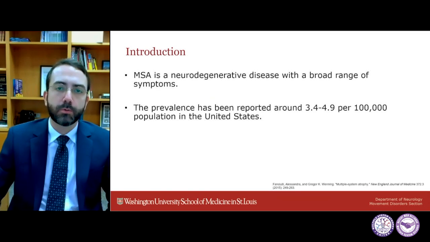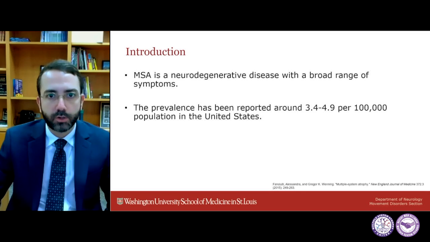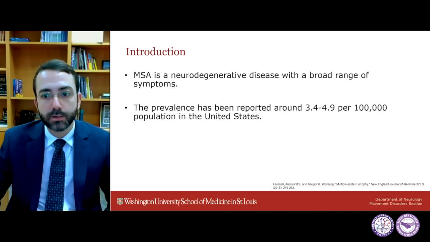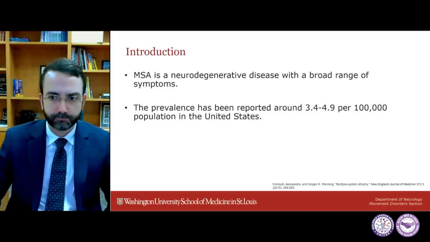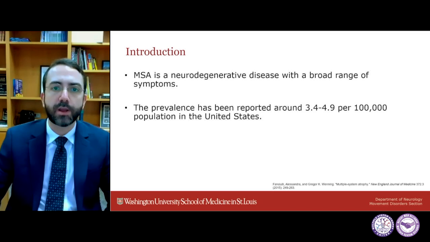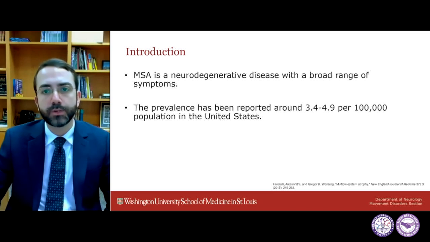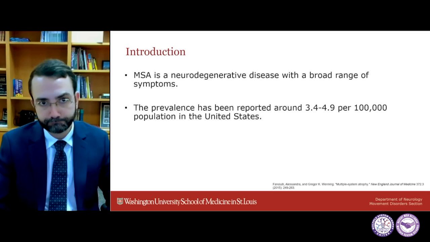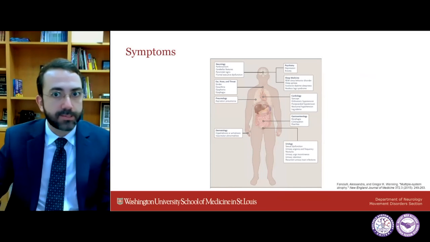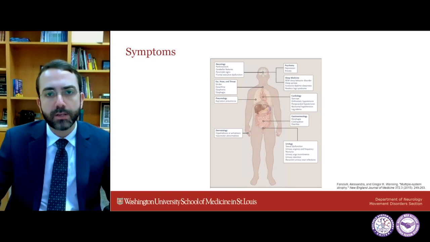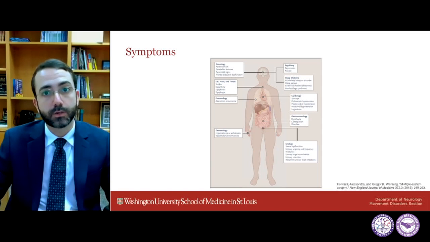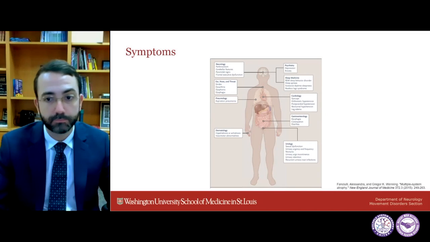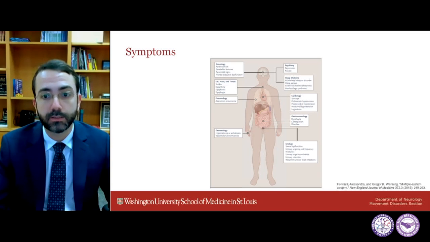Just a brief overview, although I think the audience here knows quite a lot about multiple system atrophy. We all know it's a neurodegenerative disorder with a broad range of symptoms. It is still considered a relatively rare disorder with a frequency around 3 to 5 per 100,000 population in the United States. The symptoms can vary significantly, and there is a broad range of complications, including neurological, psychiatric, autonomic, cardiological, and also involving the GI system, as we all know.